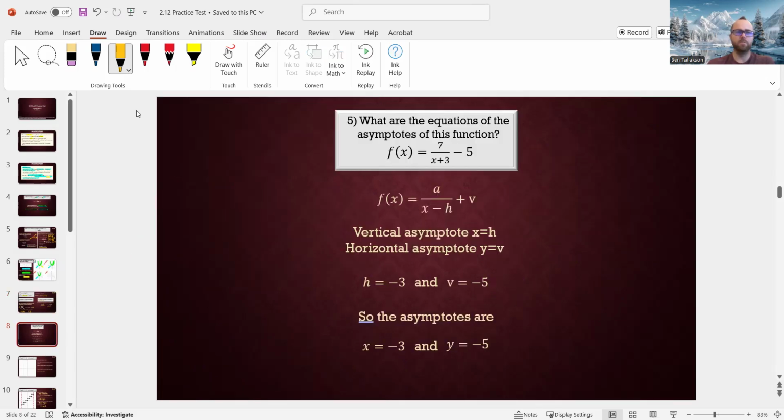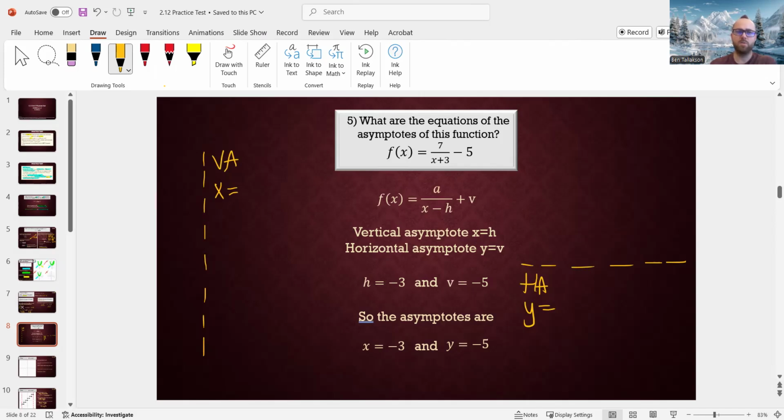Number 5. Not too much going on here. What are the equations of the asymptotes of this function? Okay, remember, a vertical asymptote looks like this. Vertical asymptote, and it always starts with x equals the equation of the line, right? The equation of a horizontal asymptote always starts with y equals. Okay, and what does it equal?